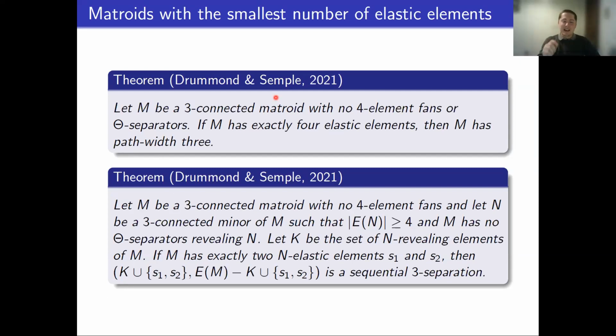Then if M has exactly 2 n-elastic elements, which we call S1, S2, then this K set union S1, S2, and the rest is a sequential 3-separation. So there'd be an ordering of the K set and your S1s and your S2s, such that if you move along, it's always 3-separating. So the certificate bit is very nicely behaved.